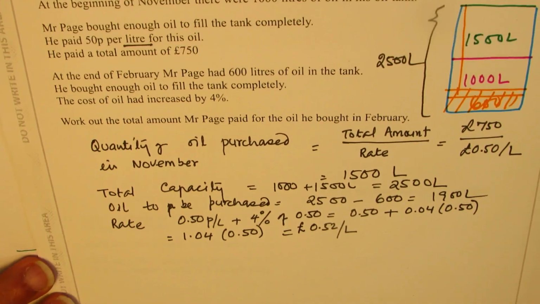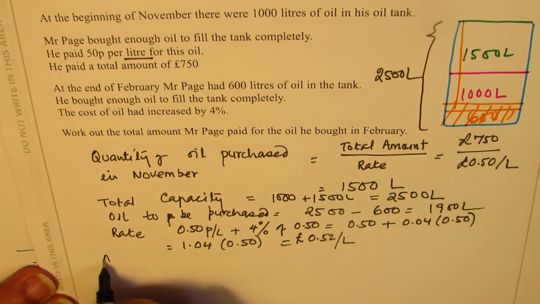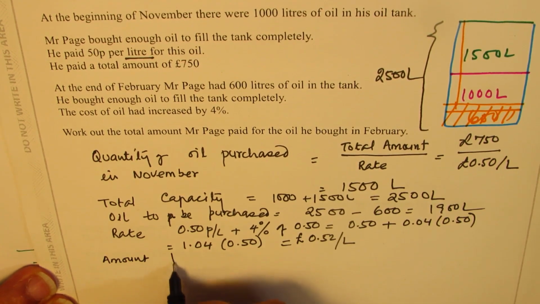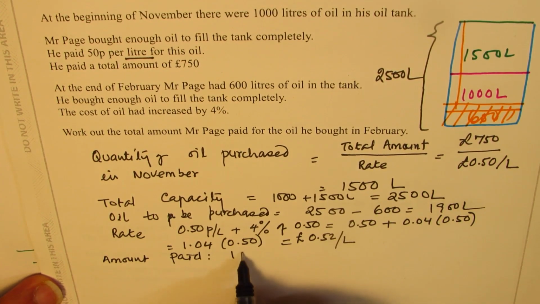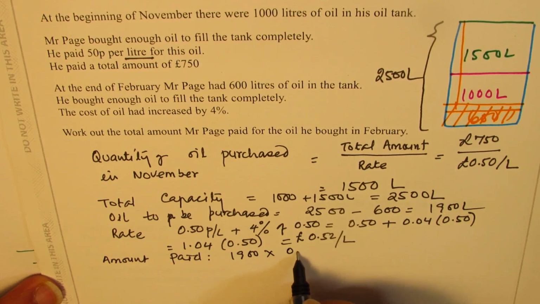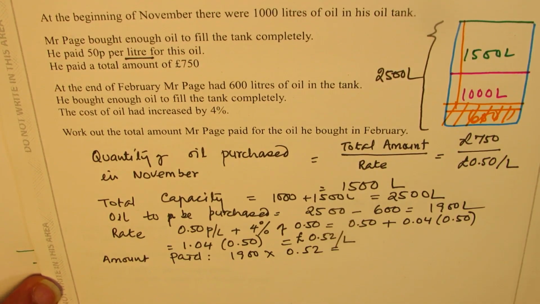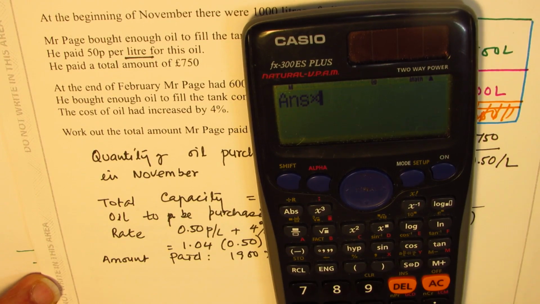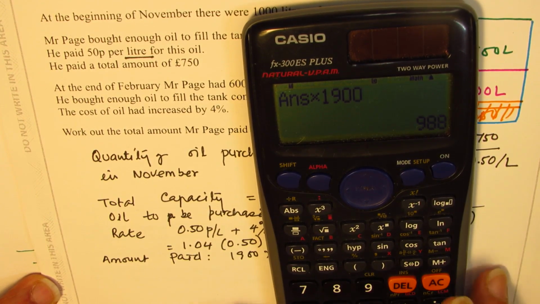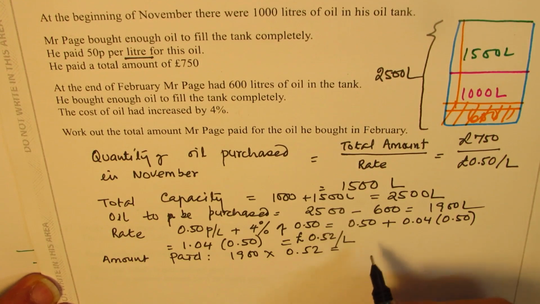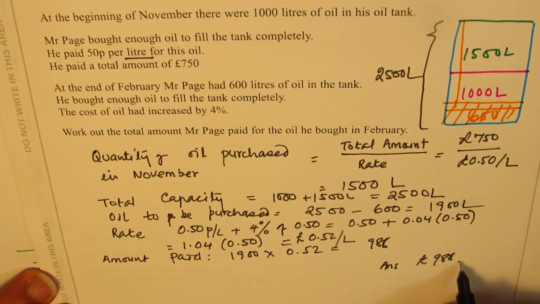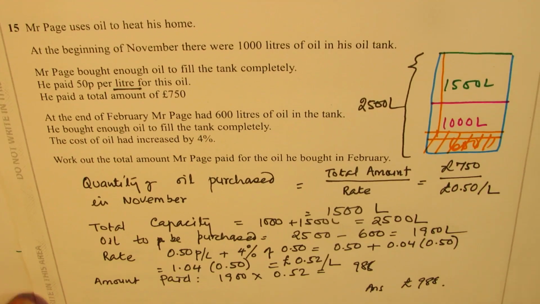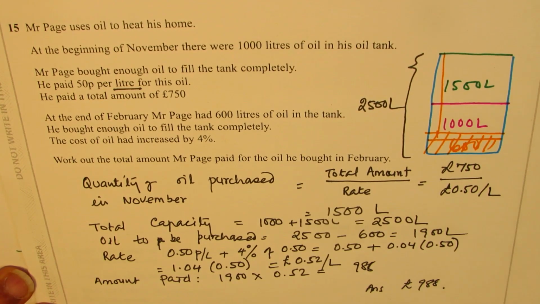So the amount to be paid will be how much? So basically, amount to be paid will be the quantity, which is 1900, right, times 0.52, correct? So let's multiply this 0.52 by 1900 to get our answer, 988. So our answer here is 988 pounds. Clear? So that is how this question should be solved. So I hope these steps are absolutely clear.